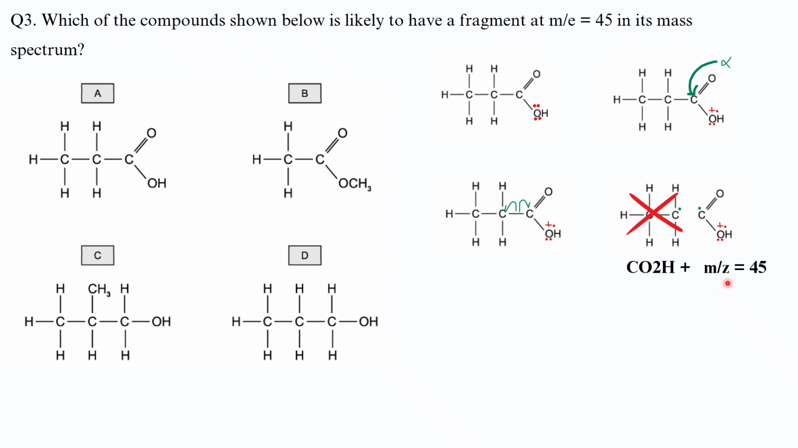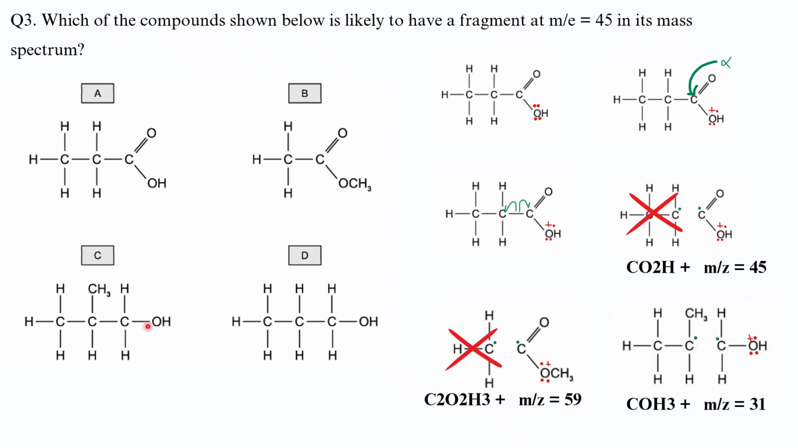And the m by z value for this radical cation is what? 45. Now let us check for the other options also, because it is clear that the answer for this question is this, because the m by z value for this particular radical cation is 45. But still let us check other options. In option B, I have the possibility of this fragment. You can carry out in different steps so that it's clear to you. Once we carry out the fragmentation, I'm going to end up with this radical cation and this radical species. This radical will not be detected, only this radical cation will be detected, and the m by z value is 59.